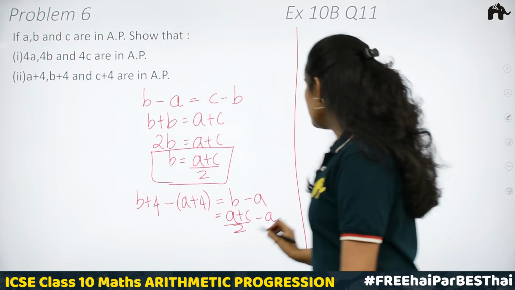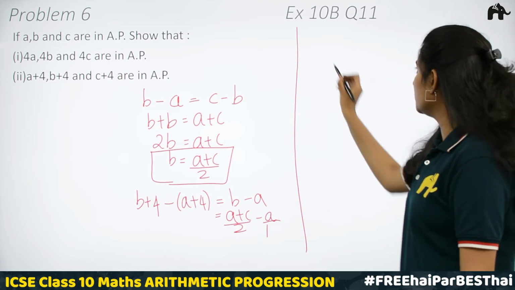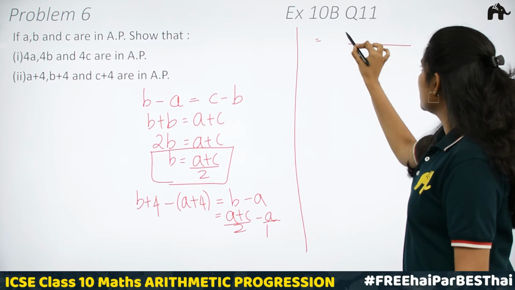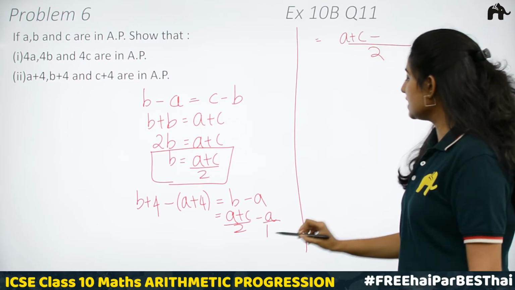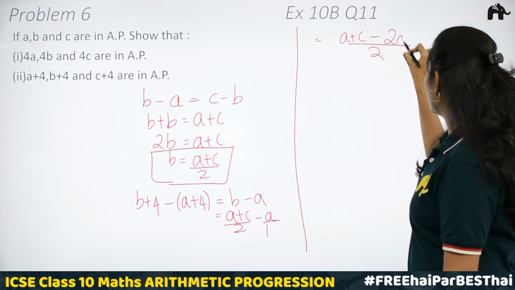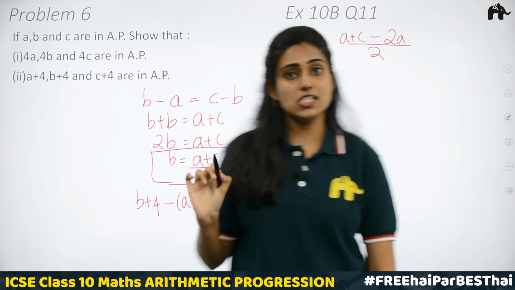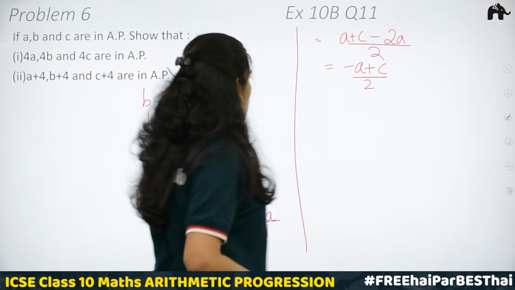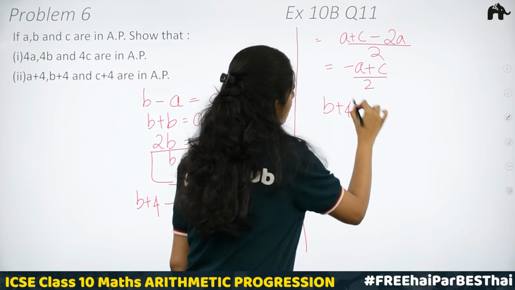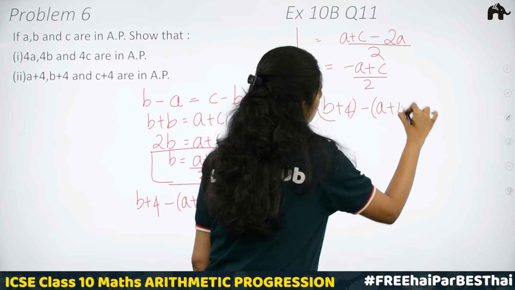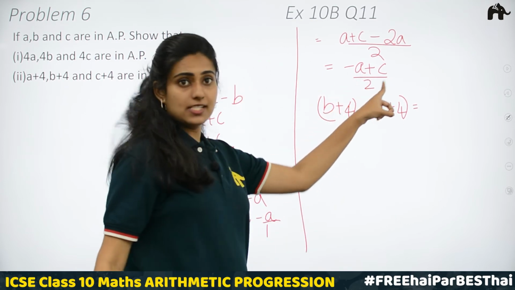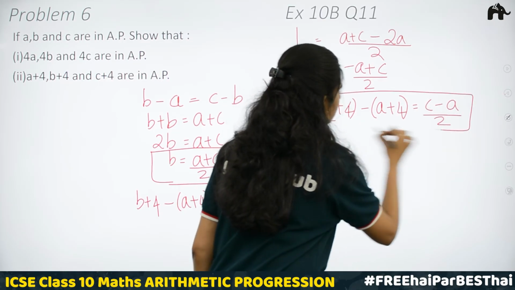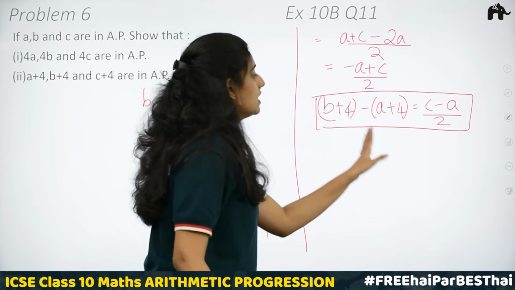Next step, taking LCM. Here the denominator is 1. LCM will be equal to 2. 2 in the numerator, A plus C into 1 is A plus C. Then minus 2 into A, 2A. That is equal to A minus 2A is minus A plus C divided by 2. Or B plus 4 minus A plus 4 is equal to minus A plus C divided by 2, which can be written as C minus A divided by 2. So this is the difference between first term and second term.